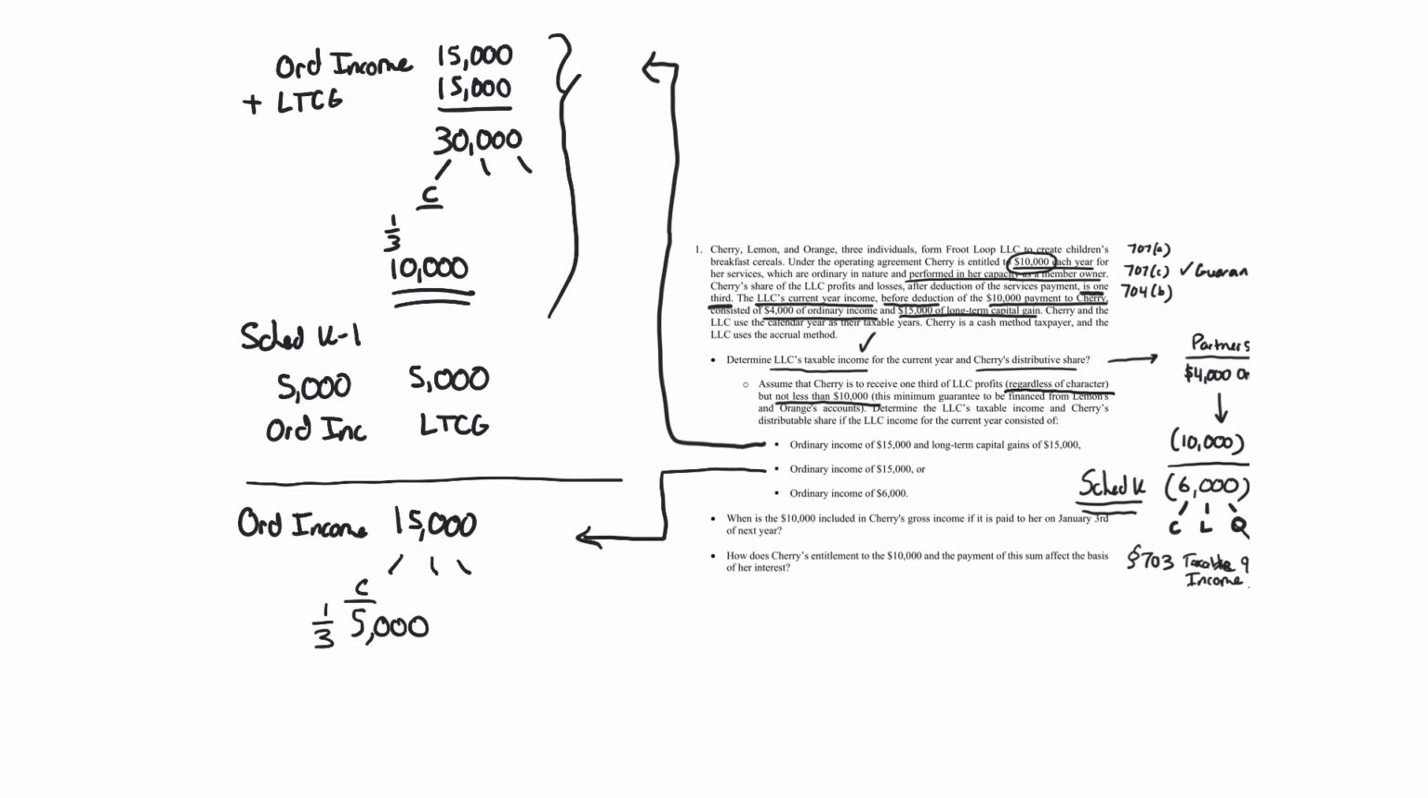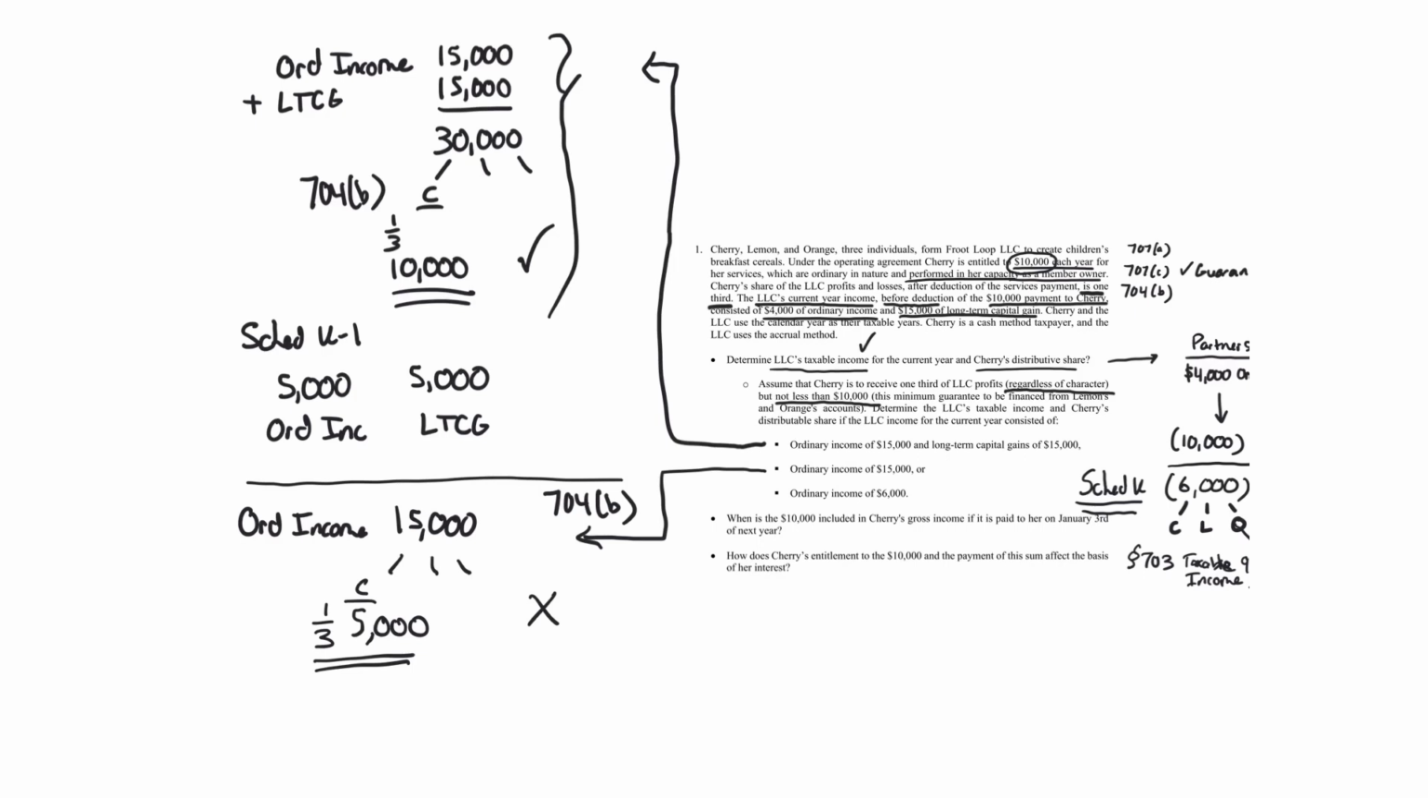Well, we're told that Cherry is not to receive anything less than $10,000. We have an issue now. So now we've got a problem, right? Before, we had exactly $10,000, we were good. Now we don't have enough. Cherry is allocated a distributive share under 704(b) of $5,000. That's what we did before as well. That's not enough. So what are we going to do here?